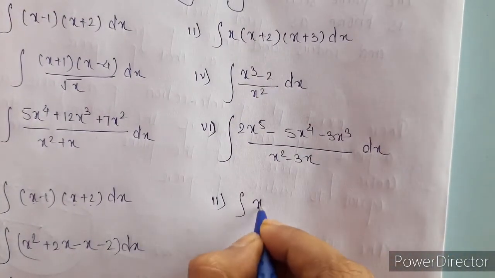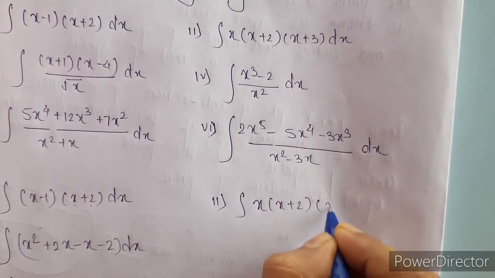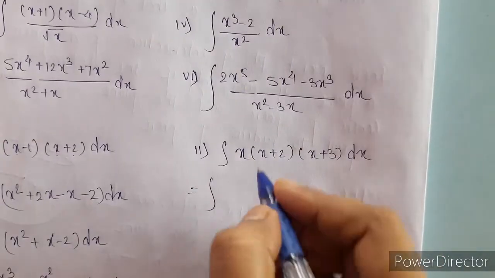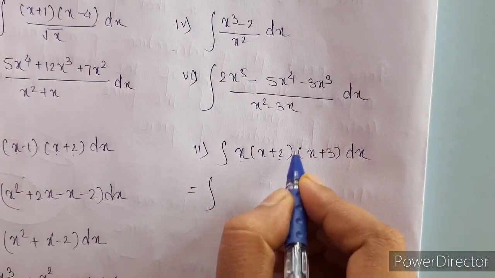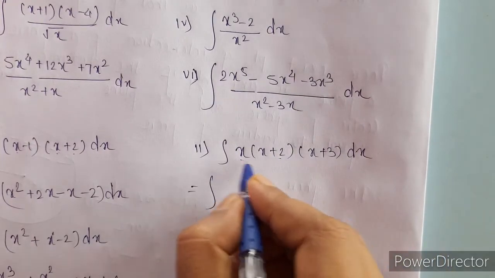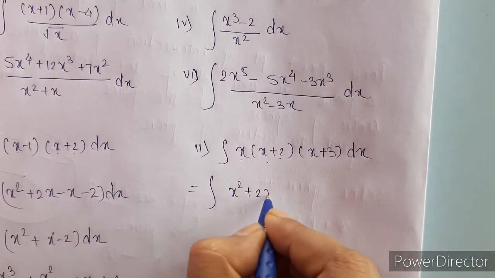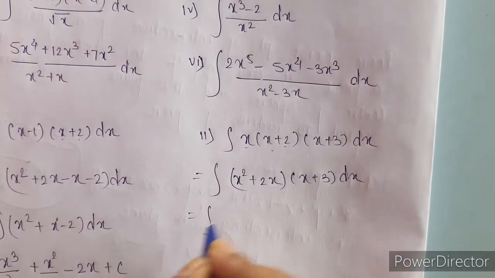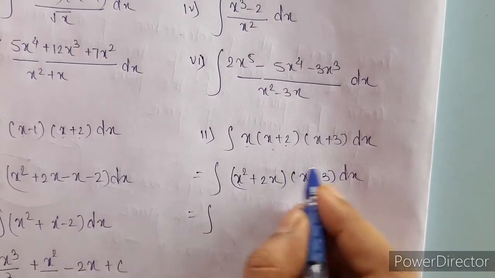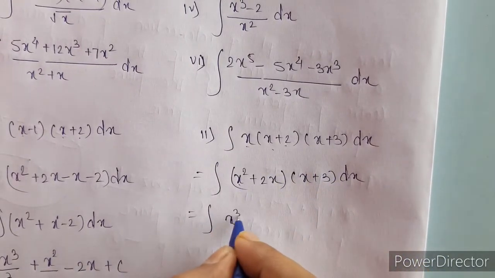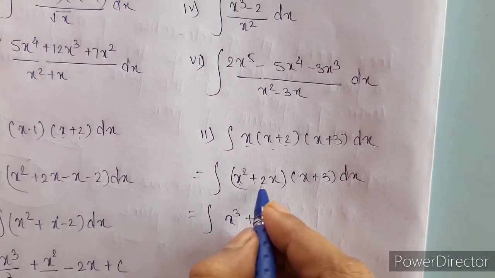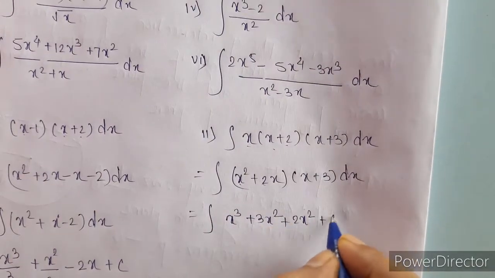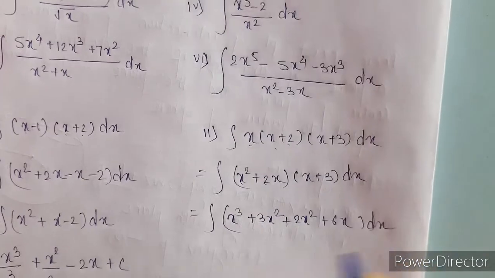So here we have to find the integral of x into (x plus 2) into (x plus 3) with respect to x. Again we will simplify this and then integrate. So let's first multiply the first two brackets and the resultant bracket with the third bracket. So x into x, x square, plus x into 2, 2x, multiply with the third bracket. So first x square with the bracket and then 2x with the same bracket. So x square into x, x cube, plus 3x square, plus 2x into x, 2x square, plus 2x into 3 is 6x with respect to x.